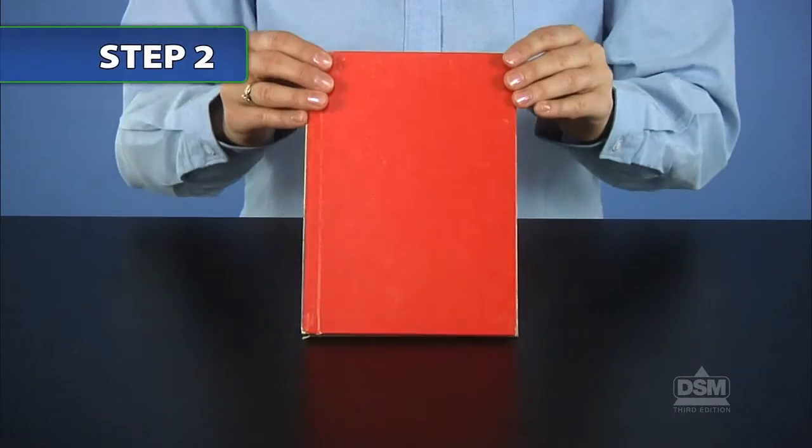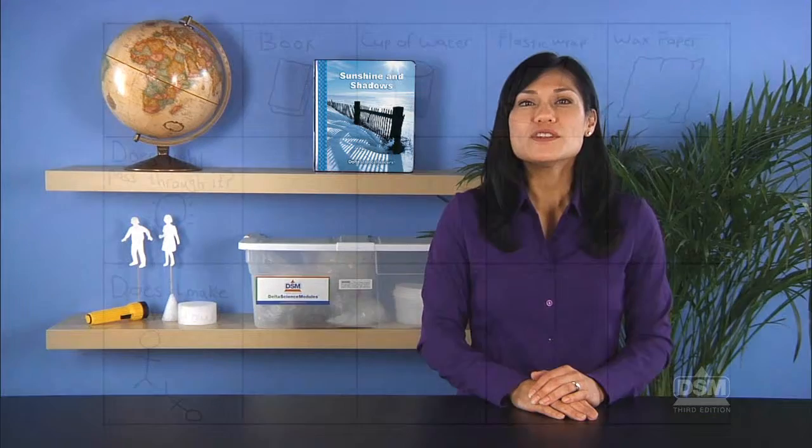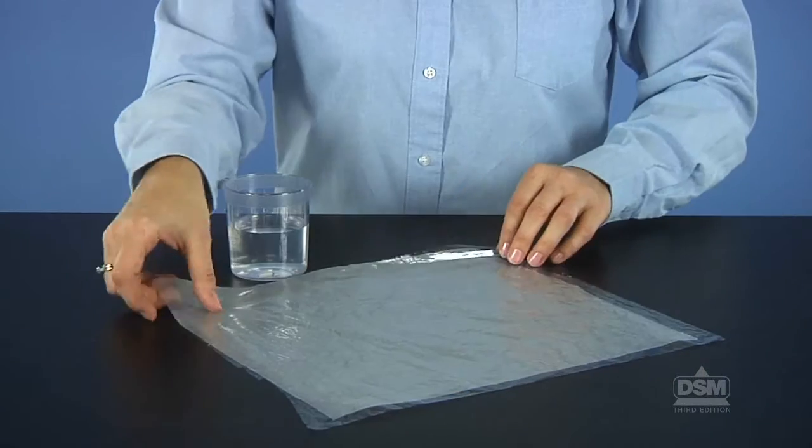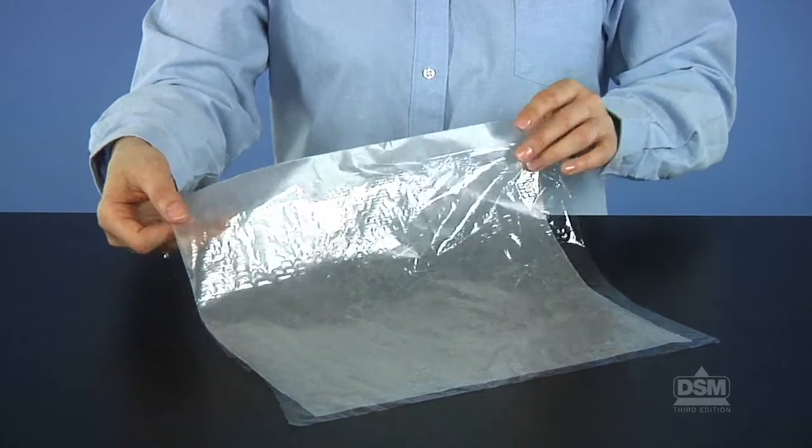Hold up a book and ask students, can light go through this book? Students should respond that light couldn't pass through the book. Then, show the students the chart. Record the answer by writing no under the book on the first line of the chart. Hold up in turn a tumbler of water, a sheet of waxed paper, and a sheet of plastic wrap. Ask if light can pass through each of them. Students should understand that light could go through all of these objects.